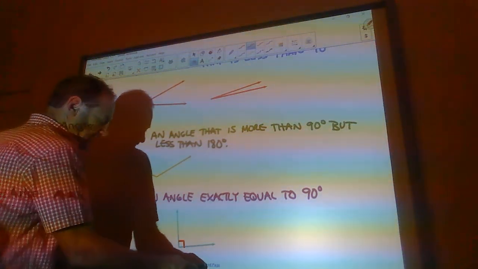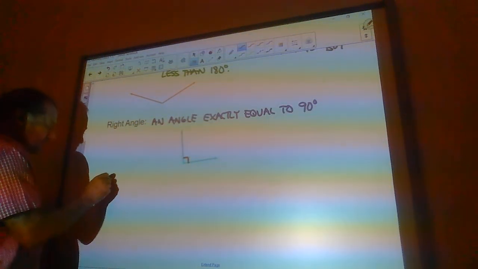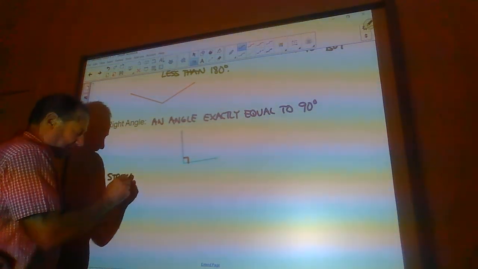Now, the other thing that you can have, and I didn't put on here, so we'll go ahead and write it on, is a straight angle.